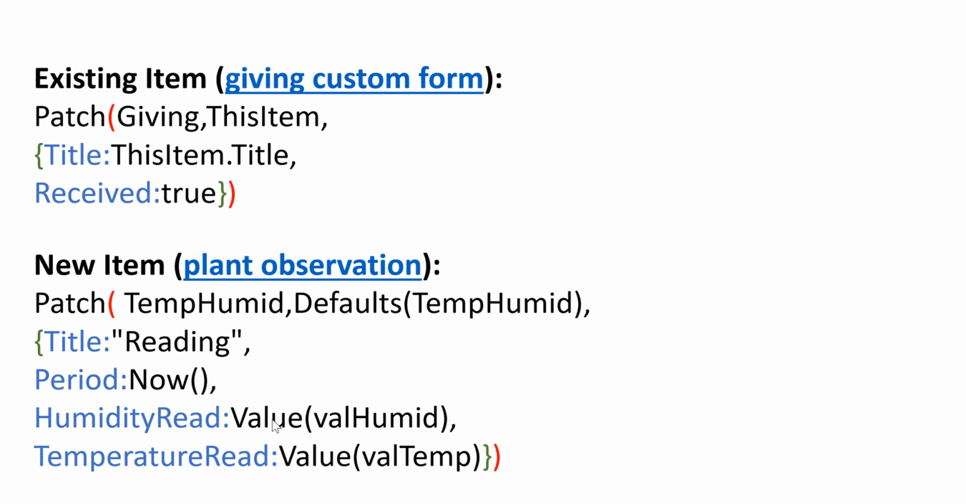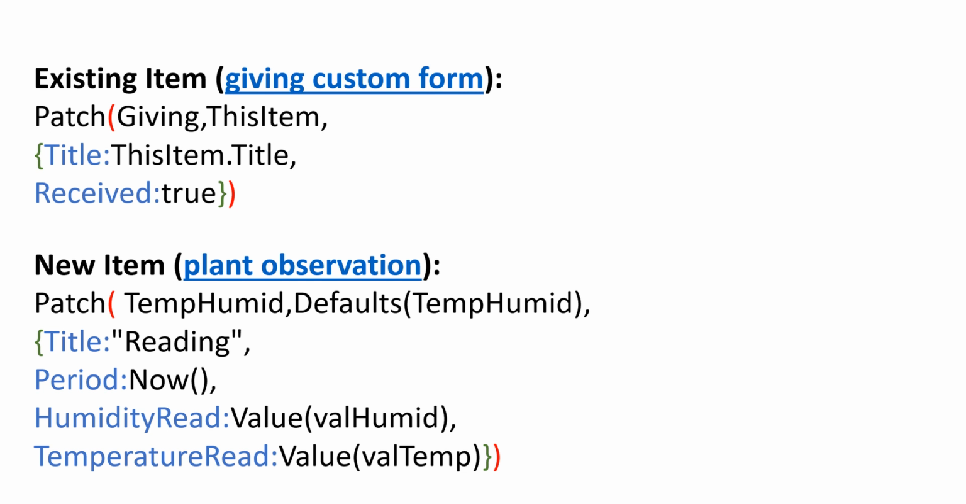Now notice that for the humidity, I made sure that that number would be read as a number. So I actually sent the value of a text field in order to get these numbers back. So be careful that you match your data types as you're submitting data back to SharePoint. Notice that the period, though, I chose to use now, which works just fine in updating dates on SharePoint. So basically, that's how these patch statements work.